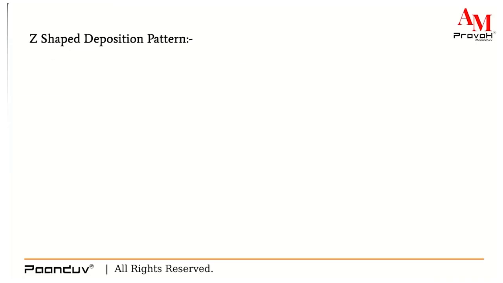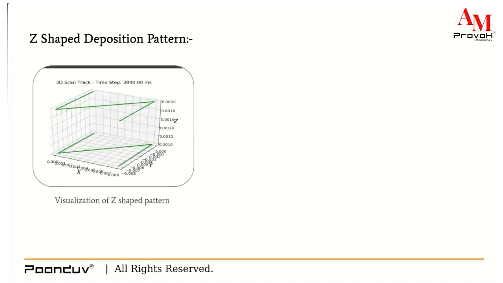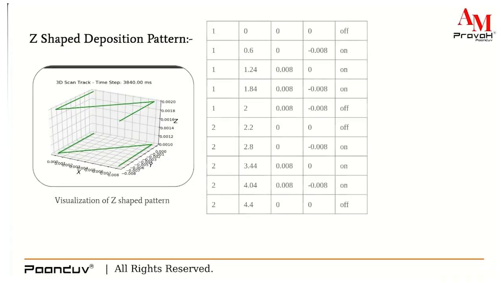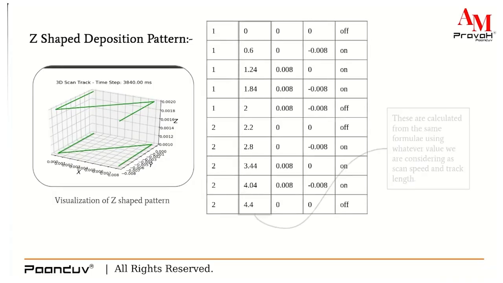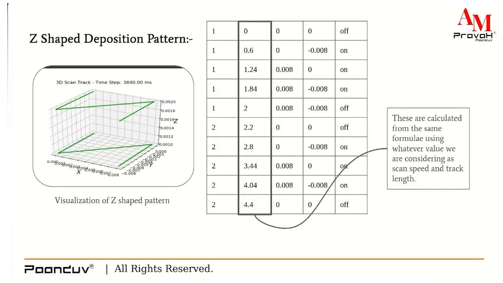And then we are going to see the default scan patterns that we have already loaded in the software. That is a Z-shaped deposition pattern. You can see this is the visualization of the Z-shaped pattern, and this is the table for that. And as I've already told you, these are the deposition time values, which are calculated from the same formula using whatever value you're considering as scan speed and track length.